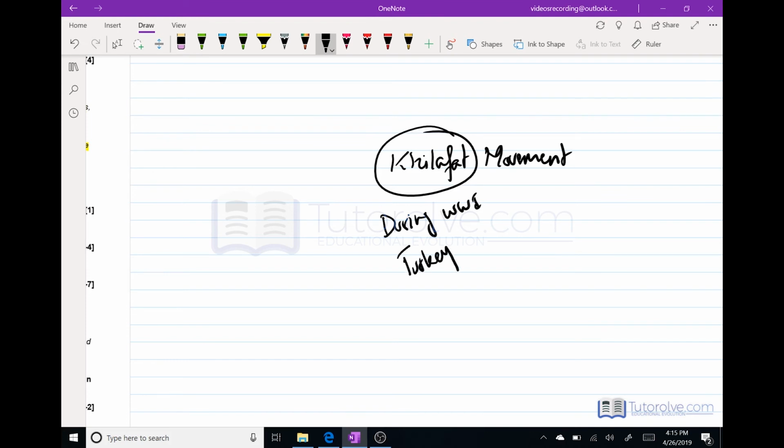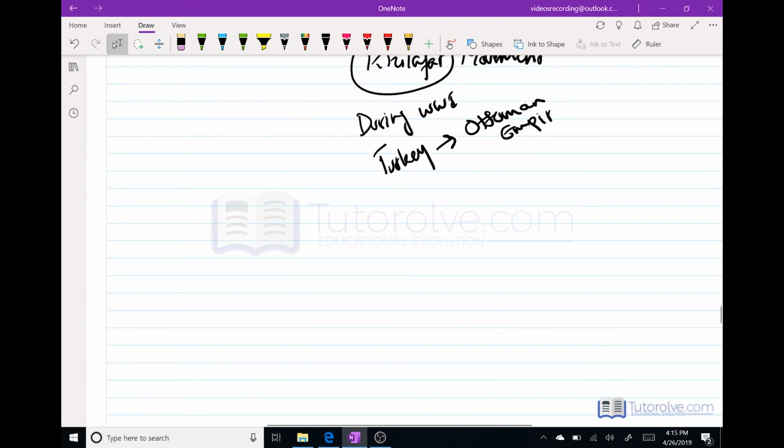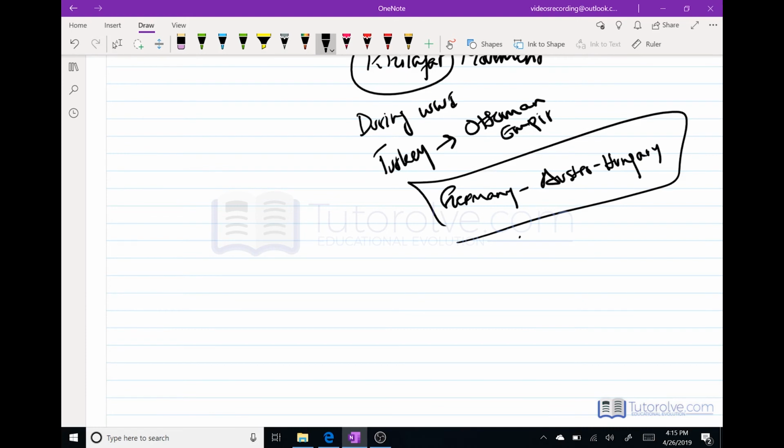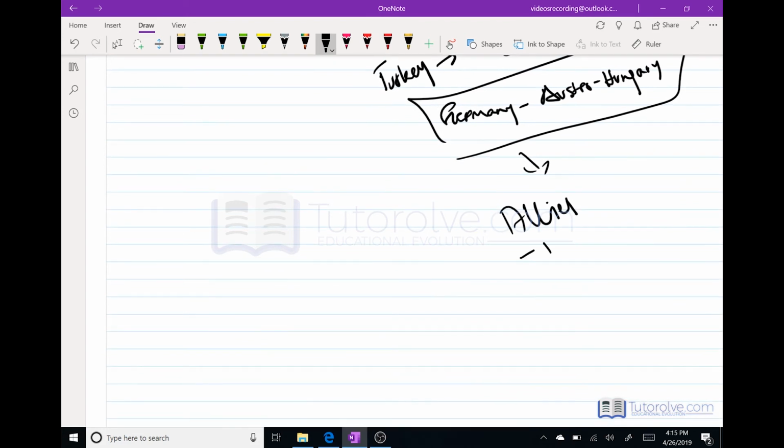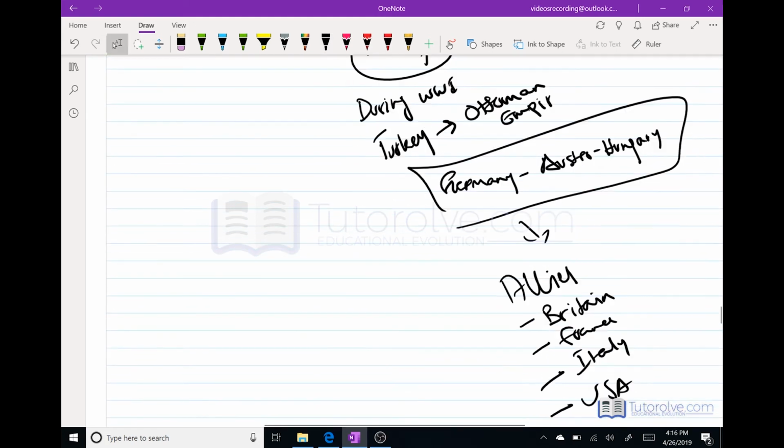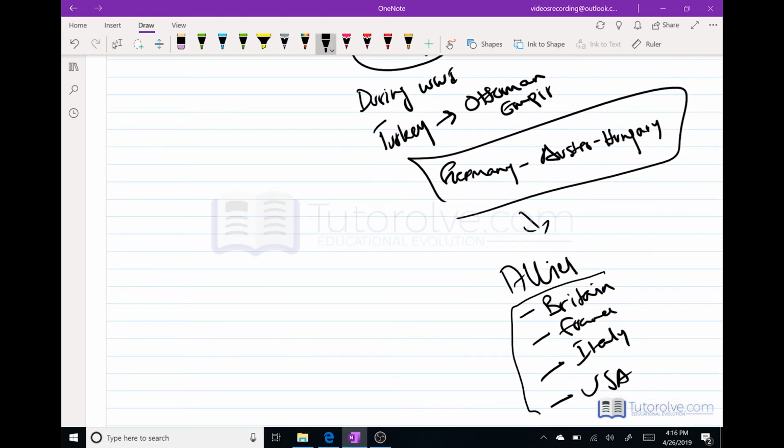Turkey, or the Ottoman Empire as it was known back then, sided with Germany and Austro-Hungary to fight the Allies, which included Britain, France, Italy, and the USA. So all of these countries were part of the Allied forces.